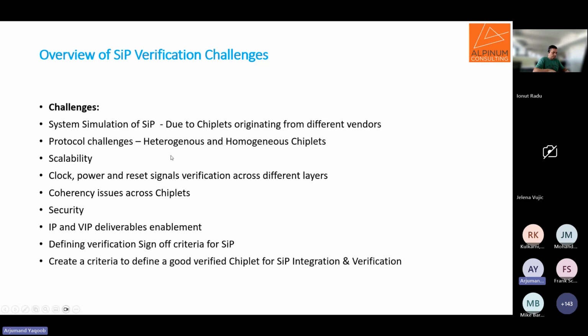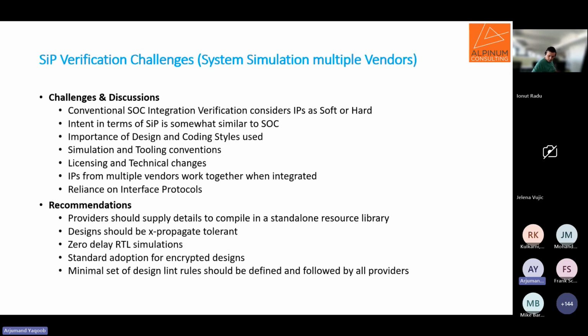As we have seen with the scaling of SOCs, the scaling of chiplet-based systems, which are SIPs, will increase, and we will have more challenges around it. Then there are other challenges, like basic clock verification and reset verification. The main one is coherency issues when we talk about heterogeneous SIPs, along with security aspects, as well as recommendations on the deliverables of IPs and VIPs involved. Then there are the general criteria for how we are going to sign off a SIP verification, because that's very important to formulate recommendations on, and to define how we can say that it's a well-verified SIP.